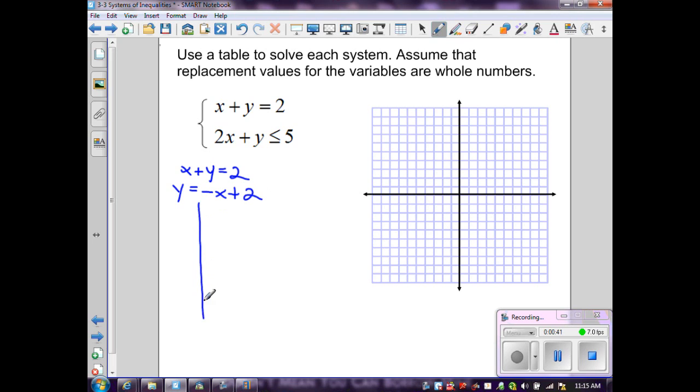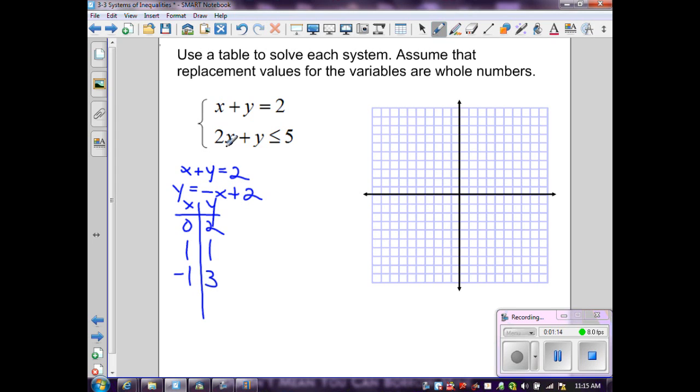Now we generate a table, x and y. I'm going to determine my values for x that I'm going to substitute. I'm going to choose 0. When I substitute in, negative 0 plus 2 gives me 2. I'm going to choose 1. A negative 1 plus 2 is 1. And a negative 1. A negative times a negative is a positive 1 plus 2 is 3.